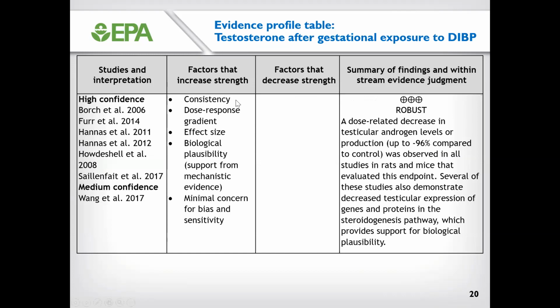Some factors that increased the strength were that consistency across studies and across species, a dose response gradient, and a very large effect size in some cases, up to 96% decrease compared to controls. There was support for biological plausibility from mechanistic data because some of the studies also reported gene expression data in the testis of the fetal mouse, where they showed that there was decreased expression of steroidogenic genes with exposure. So that supports biological plausibility. And as I mentioned earlier, minimum concerns for bias and sensitivity. So overall, we consider that to be robust evidence for effects after gestational exposure.